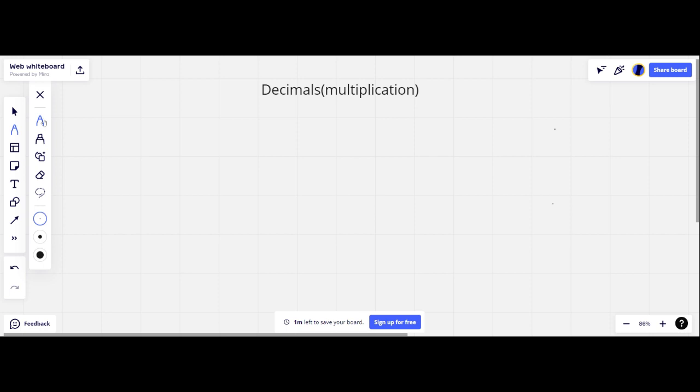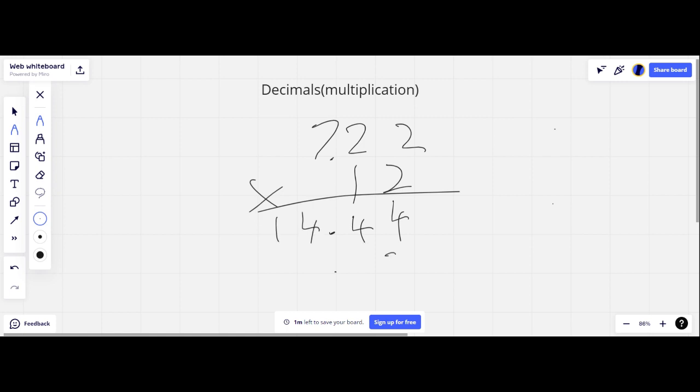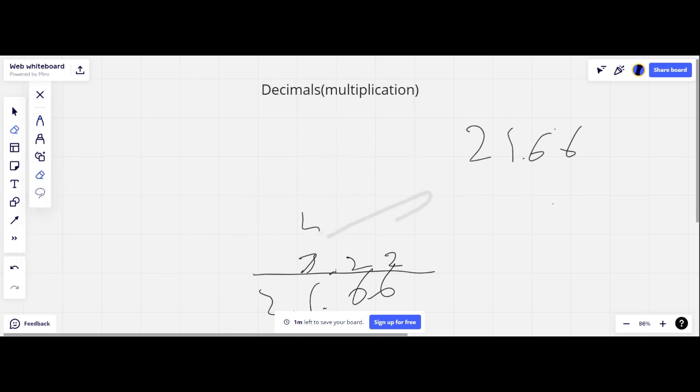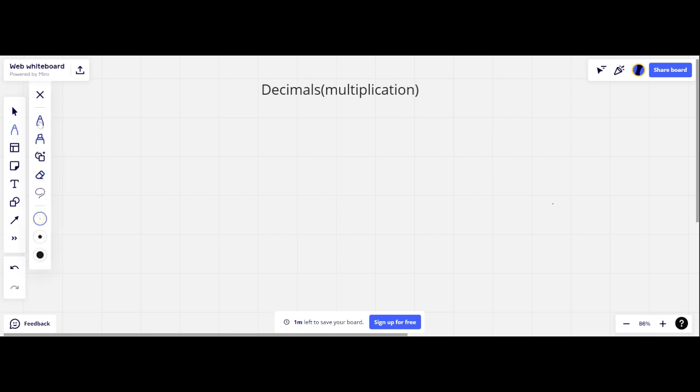So let's do 7.22 times 12. Decimal point goes here, and now we do the normal multiplication. 4, 4, 14, 2 to 7. And then the decimal points have to line up, so we have the decimal points in the same place, and now we add them together. So our answer is 21.66. So it's not too difficult, unless normal multiplication is difficult, which I don't think it is. So let's go on to another question.